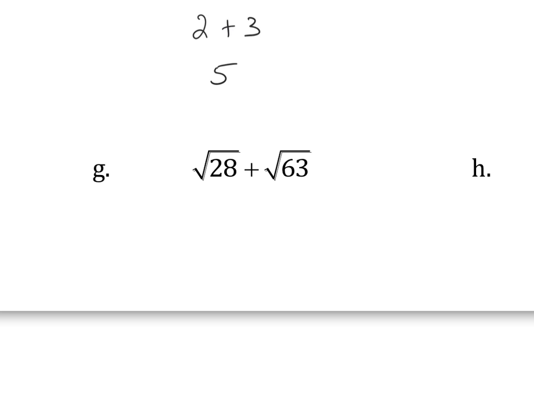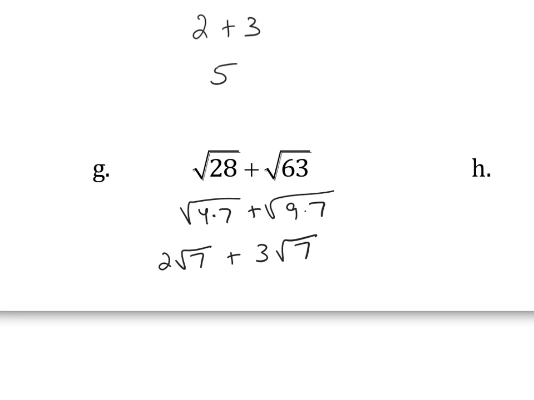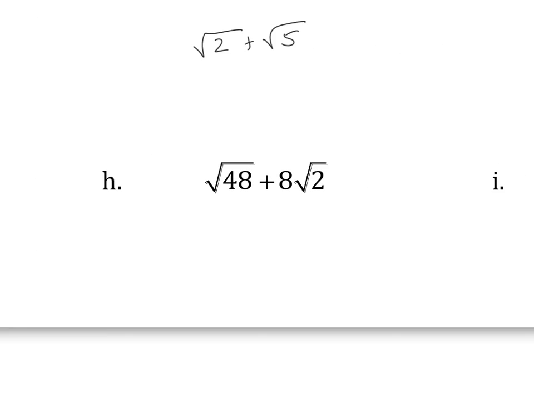Okay, next one. So this time, both of them can be simplified. So I have 4 times 7 plus 9 times 7. This becomes 2 square root of 7 plus 3 square root of 7. 2 plus 3 is 5, so our answer is 5 square root of 7. For H, 48 can be simplified to 3 times 16.